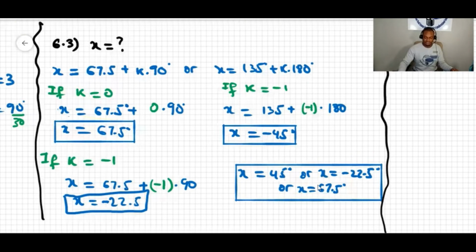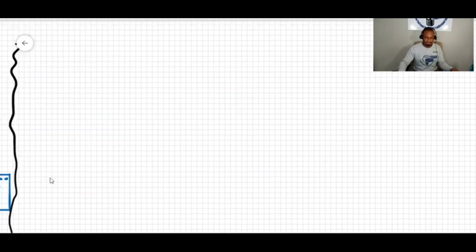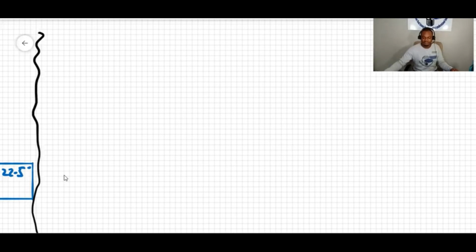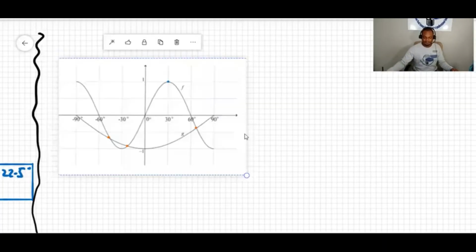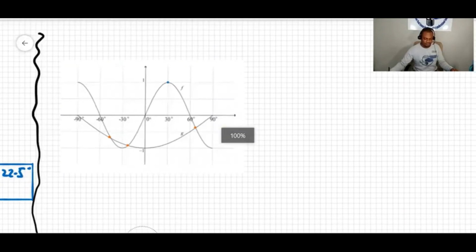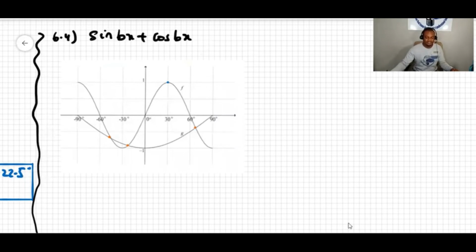Now I'm going to work out question 6.4 over here. But before we do, let's just represent the same diagram over here. That's the diagram. So 6.4, we're doing question 6.4. It is given that sin bx + cos bx is less than 0. The values of x. All right.